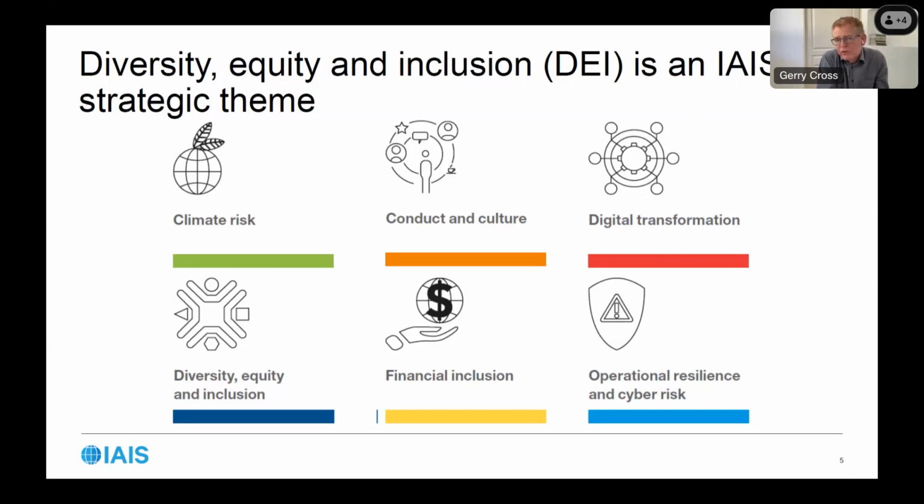And there's at least 3 ways, you can cut it different ways, there's at least 3 ways that we think that it does this. First of all, diversity, equity and inclusion contributes to really strengthened corporate governance and risk management within insurers by improving decision making and reducing the risk of groupthink, something that was probably at the heart of the last financial crisis, and very often at the heart of less successful firms.